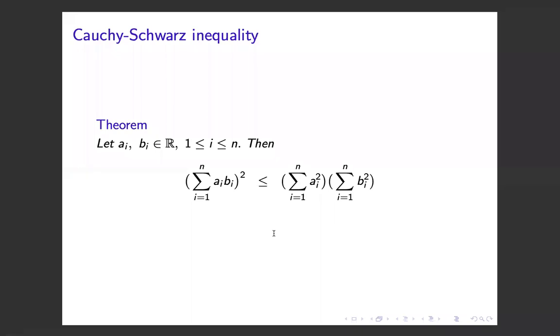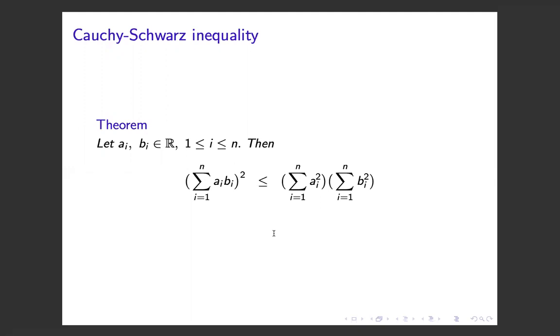Incidentally, this is also true when AI and BI are complex numbers. In that case, the only difference, the care you have to take, is that on the left side it should be the product of AI and BI bar, where BI bar is the conjugate of BI. And on the right side, the summation of AI squared should be taken as the summation of mod AI squared, that is, AI times AI bar summed over I. Similarly for BI. Then the thing is true.